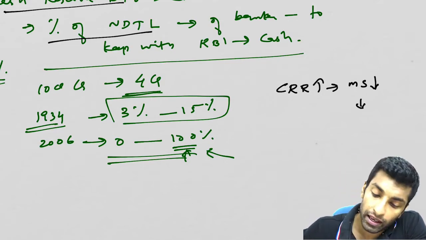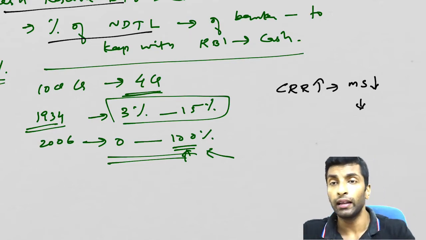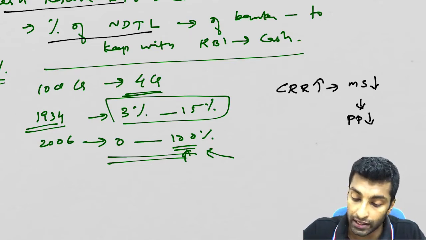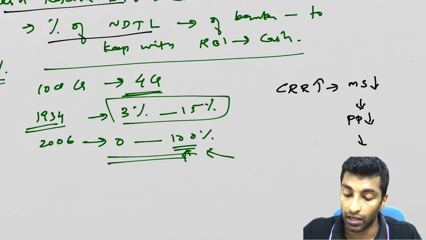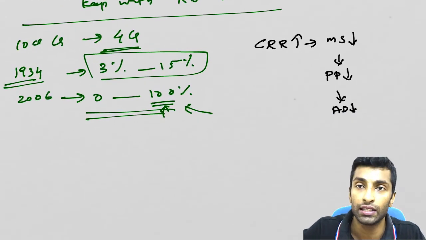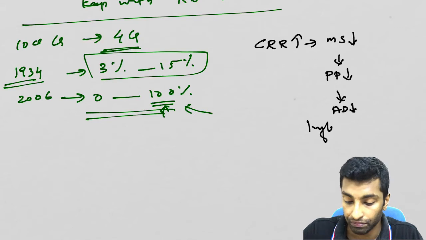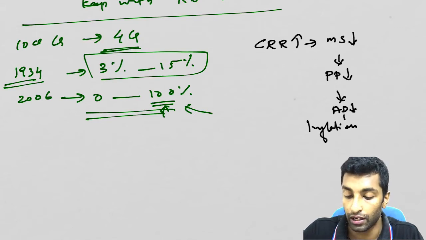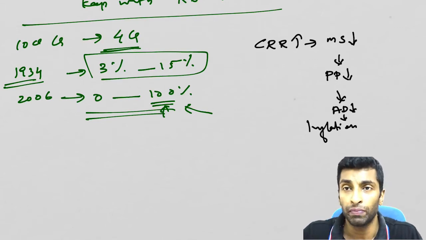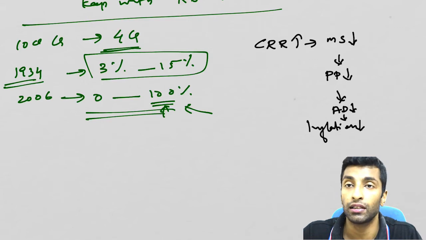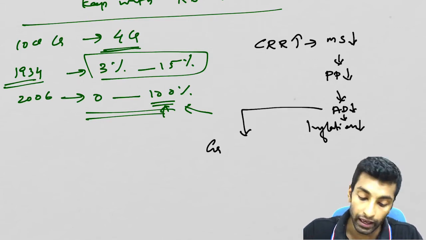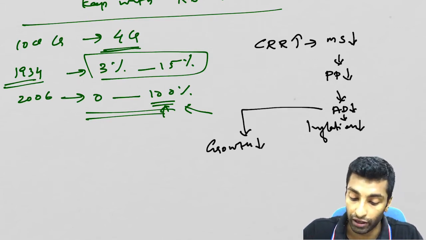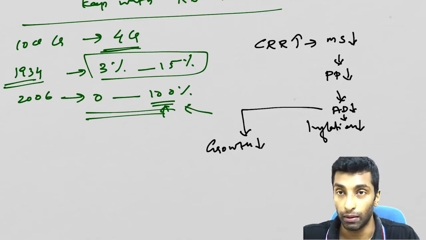Now money supply decreasing means what? Automatically it will affect the purchasing power. So purchasing power will come down, and I've told you when the purchasing power comes down, the aggregate demand will come down. And when the demand decreases, in this way you can control the inflation. So in this way inflation can be controlled, but there is a big issue here: the growth will be affected. The growth will also come down.